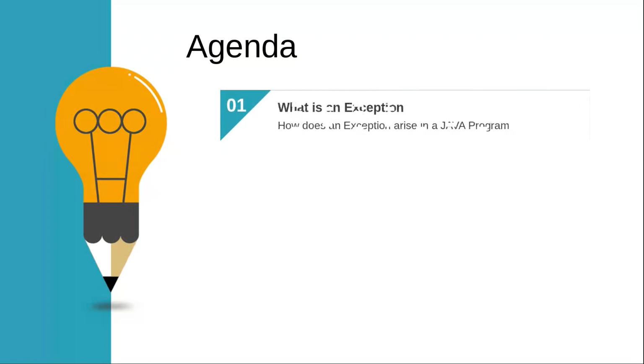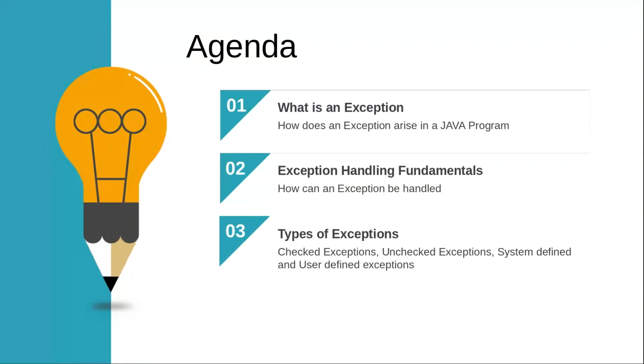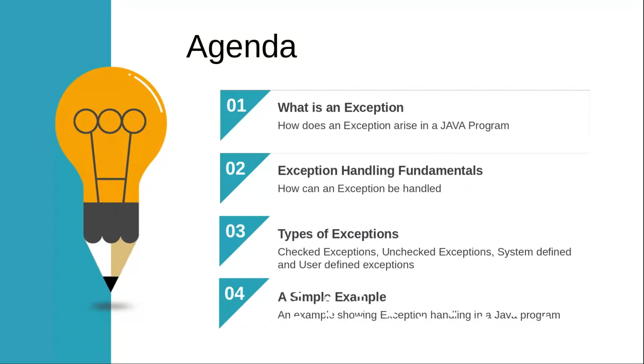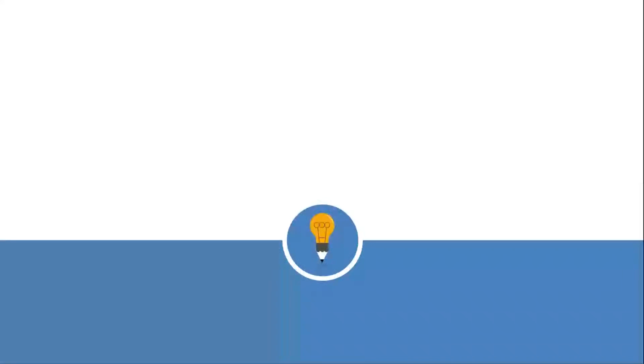The agenda for today's session is, first, what is an exception? That is, how does an exception arise in a Java program? Then exception handling fundamentals. How can an exception be handled? Third, the types of exceptions, that is checked exceptions, unchecked exceptions, system defined and user defined exceptions. And fourth, we'll be covering a simple example showing exception handling in a Java program. So there's a section break, and we'll be covering exceptions in Java first.